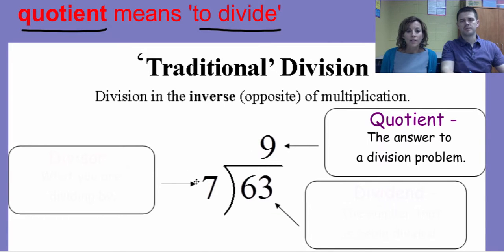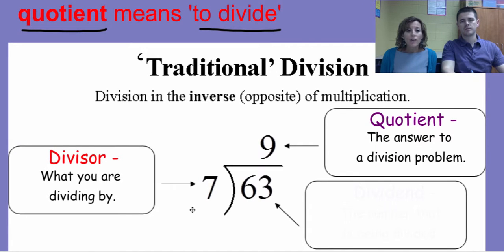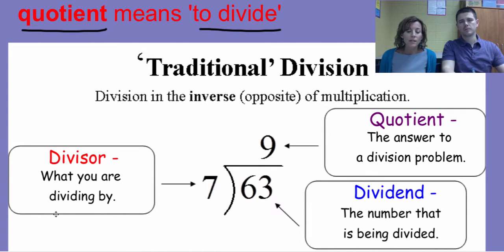Then we're going to move to the left. The number on the outside of the division bar is called the divisor, what you are dividing by. And on the inside, the dividend is a number that is being divided. It's very easy to confuse divisor and dividend. Divisor is what you are dividing by.